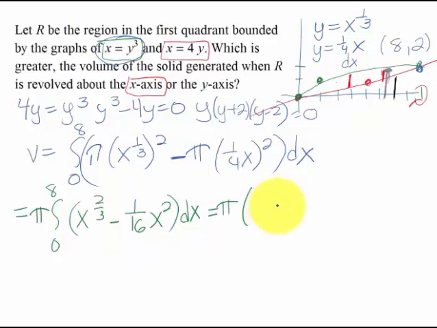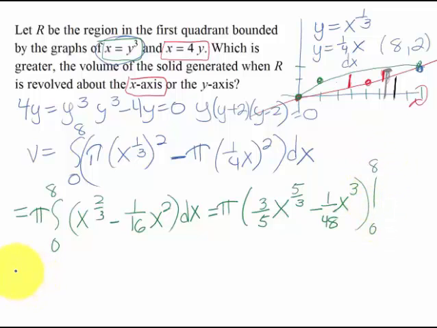So this x to the 2/3 is going to be 1 higher power, which should make it a 5/3, but I need the reciprocal of the power out in front. And then on this next one, it's going to be 1 higher power, which is a cubed, and then I need the reciprocal of that power in the front. So I need a 3 in the denominator multiplied by the 16 gives me that 48. Now that needs to be evaluated then between 0 and 8.